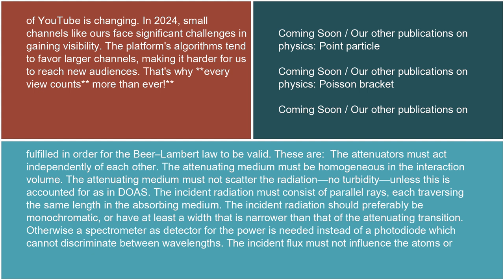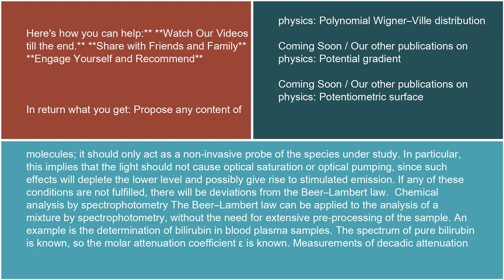The incident radiation should preferably be monochromatic, or have at least a width that is narrower than that of the attenuating transition. Otherwise, a spectrometer as detector for the power is needed instead of a photodiode, which cannot discriminate between wavelengths. The incident flux must not influence the atoms or molecules. It should only act as a non-invasive probe of the species under study.